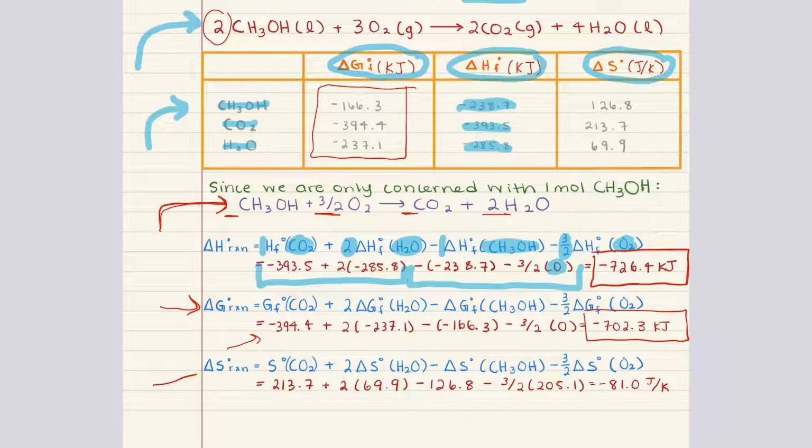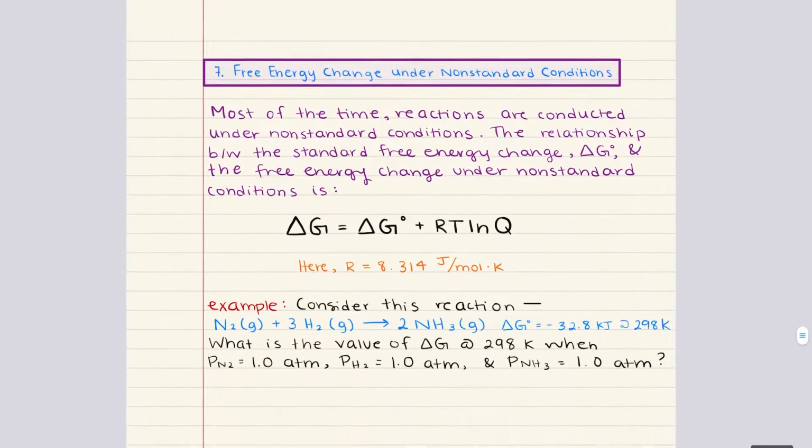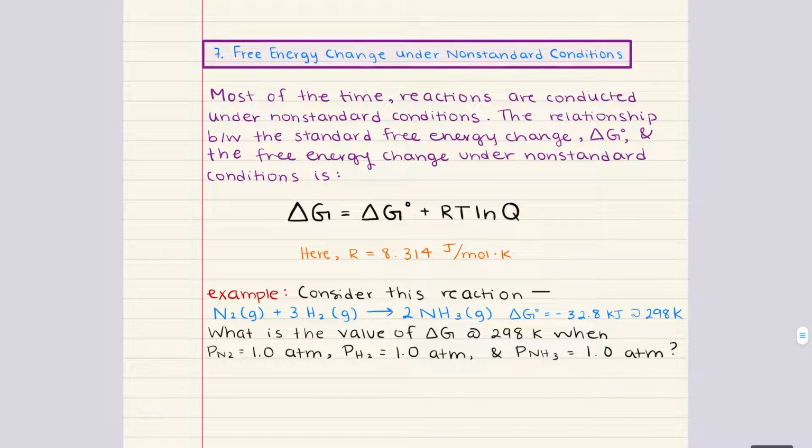Finally, we can work on the standard entropy change for the reaction. Again, the calculation is very similar. It involves determining the total for the products and then subtracting the total for the reactants. And what we get for the standard entropy change for this reaction is negative 81 joules per Kelvin. And with that, we've solved this problem, and we can now move into our 7th objective.